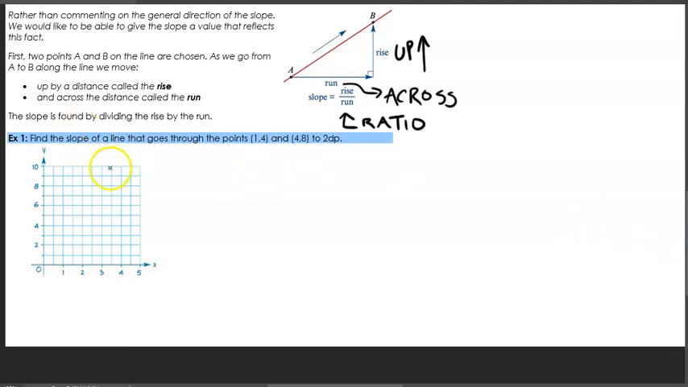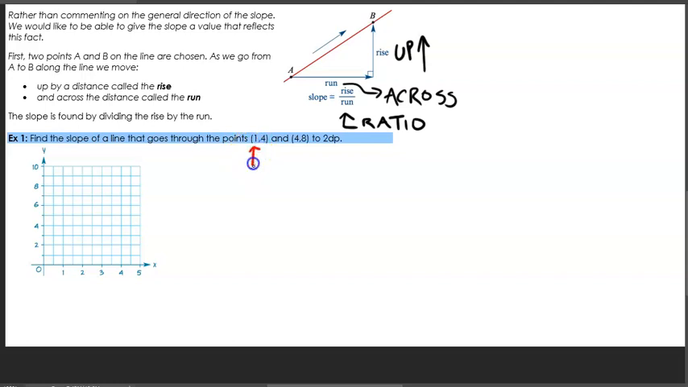So we're going to find the slope for this example. We're going to find the slope of a line that goes through the points (1, 4) and (4, 8), and we're going to find this slope to 2 decimal places. The very first thing you have to do is get into the practice of labeling these points. So the first point here is (1, 4).